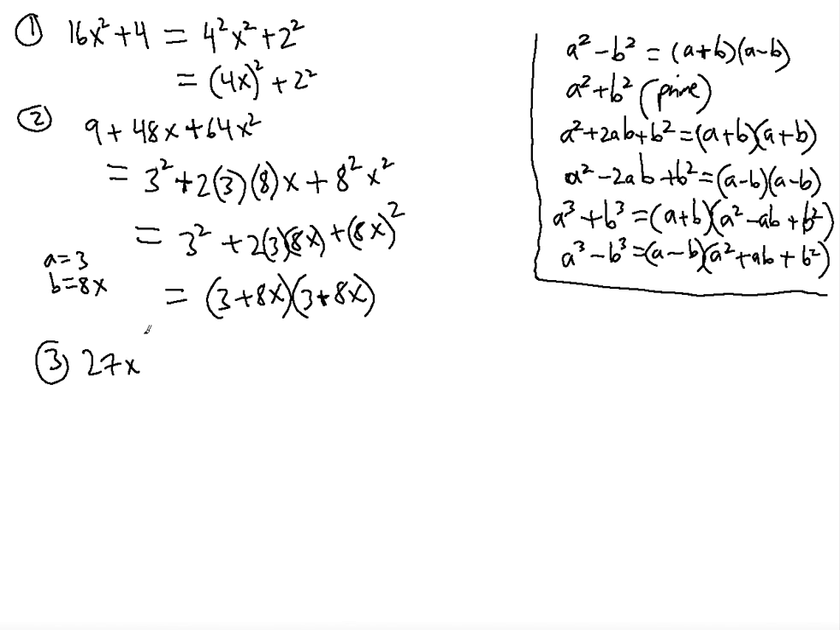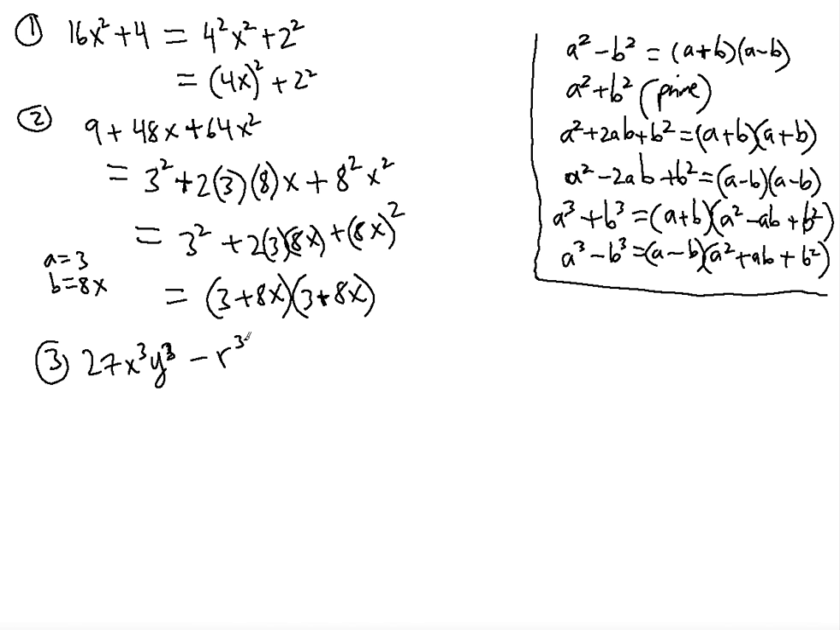27x to the third y to the third minus r to the third. So x, y, and r are variables. Now, which one are you going to pick? Which one does it look like the most out of these common factoring forms, special factoring forms? Well, it looks like the difference of two cubes, right? Because there are two terms, there's a minus sign.